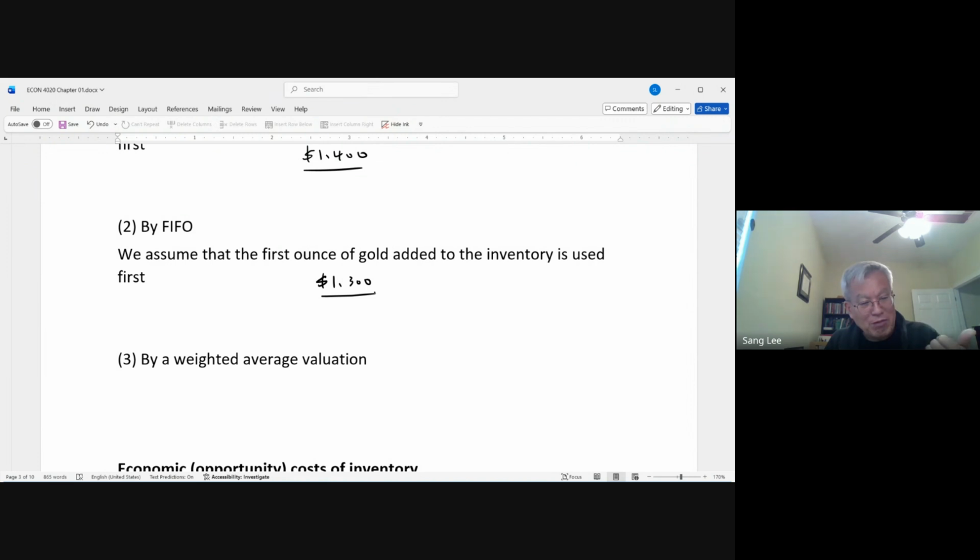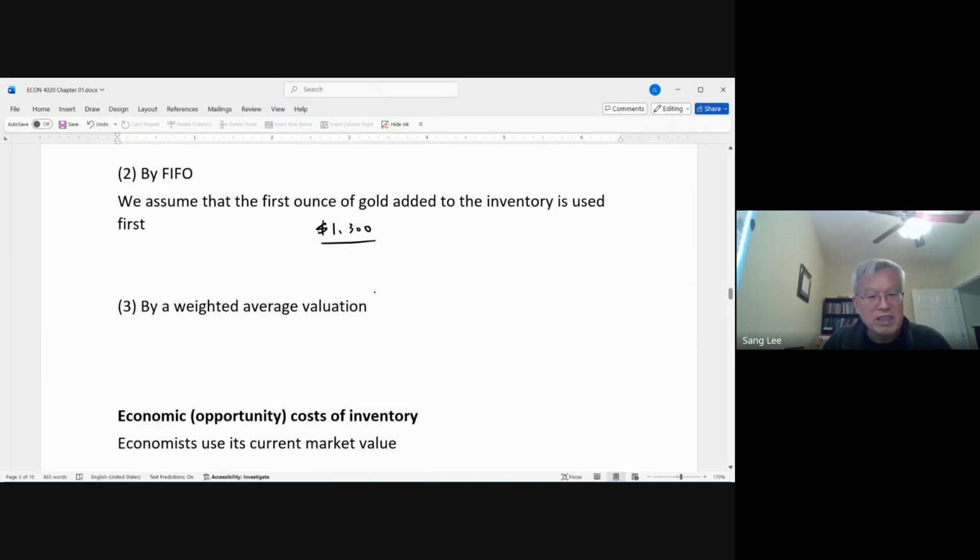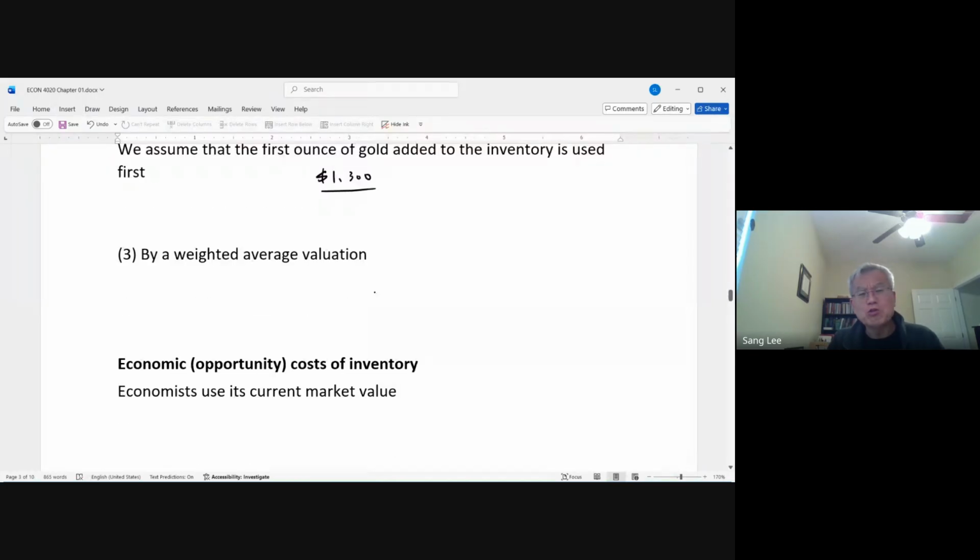First one was LIFO, second one FIFO. Now, the third one is weighted average. You do know you paid two different prices for gold. So if you just use either $1,300 or $1,400 as the accounting cost, neither price is accurate. To mitigate this problem, we use weighted average valuation. So one way to do so is here.